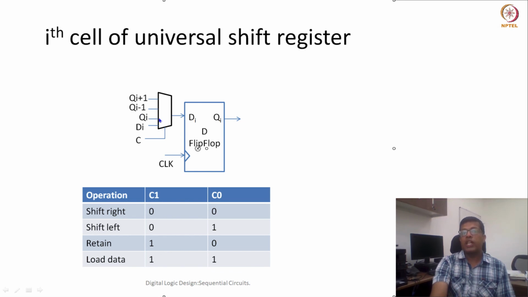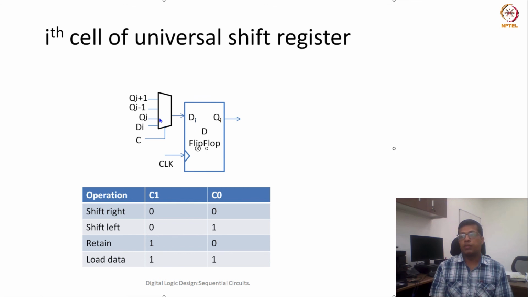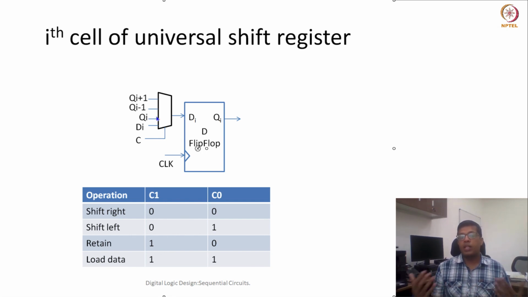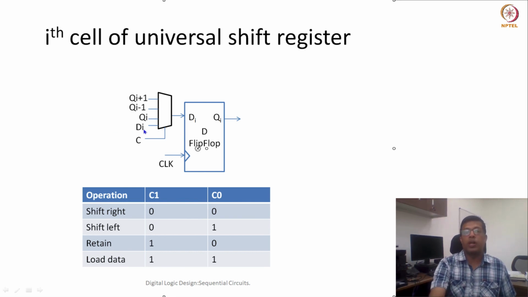If I would like to retain, or this is a case of clock enable, then we can take the input directly from the output of this register itself. And in case we would like to give parallel input, or we would like to load the data, one of the inputs should also come from the ith data input, and my control will decide.